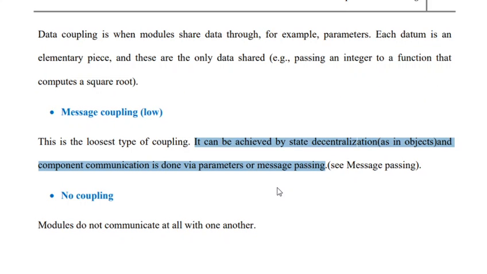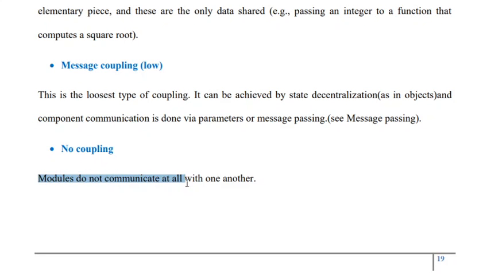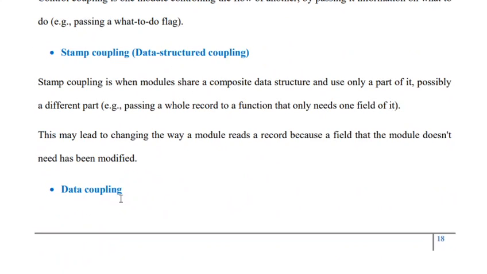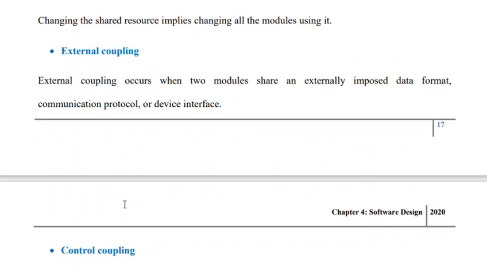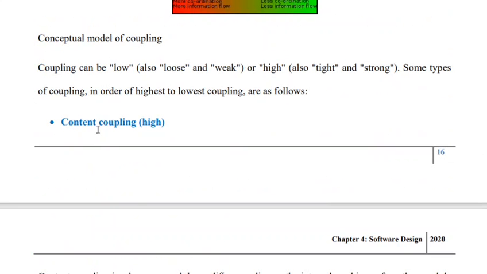Or they interact with each other by passing messages, as in case of object oriented programming, right? Now no coupling, so there is no dependency between two modules, right? So we have no coupling, we have message coupling, data coupling, stamp coupling, control coupling, external coupling, common coupling, and content coupling, right?